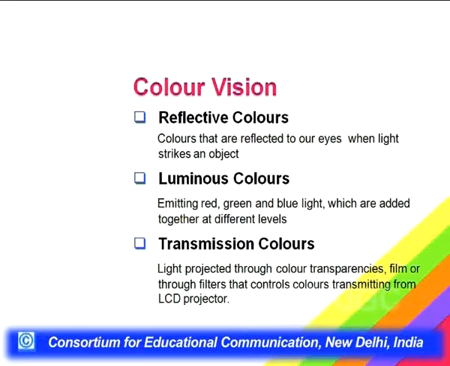The colors of nature, colors of design, all these colors are seen because light is falling on the object. This object absorbs all the colors of light except the one we see, which is reflected to our eyes. These are called color of light.